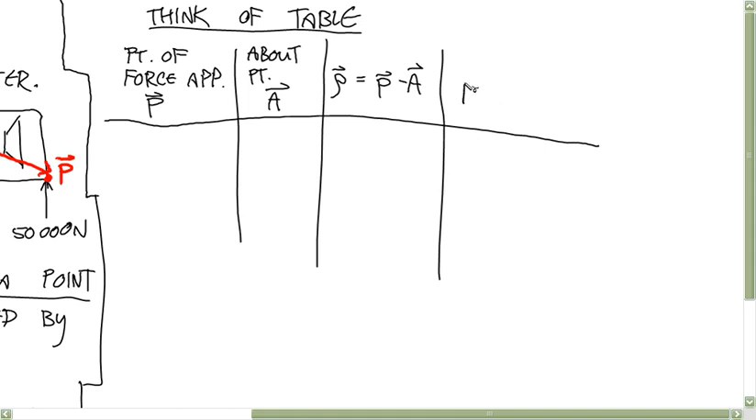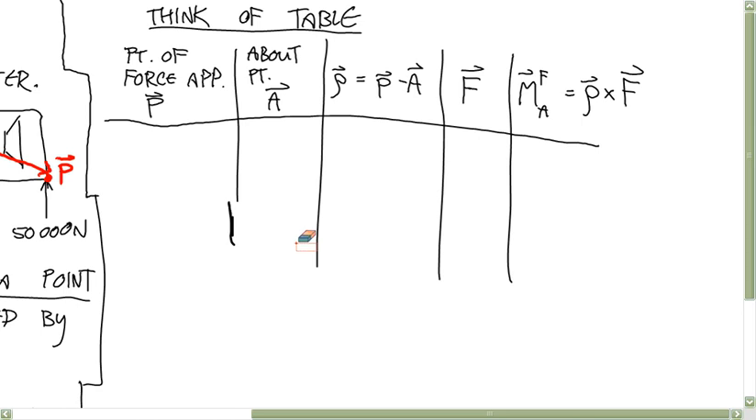The fourth one is the force vector. And then the fifth one is the moment of the force F about A, and it's just equal to the cross product of rho and F. Okay. So if you get in the habit of just filling out this table, doing this calculation is sort of trivial.